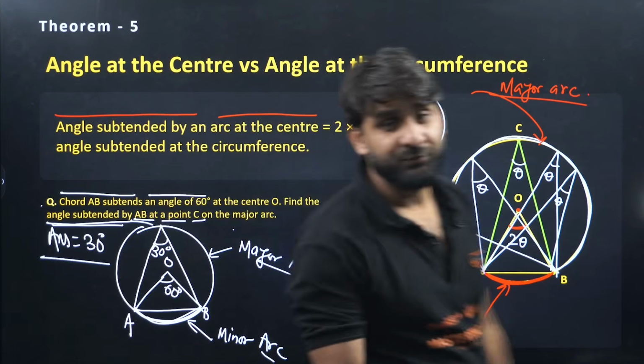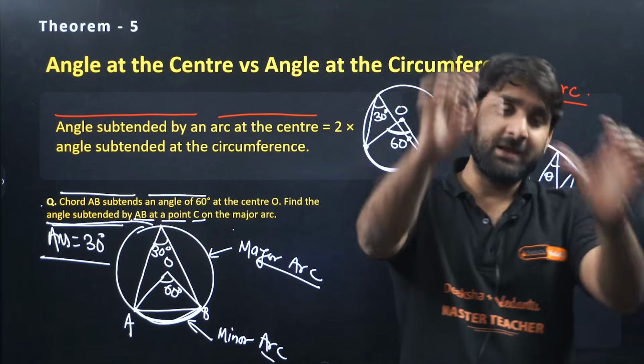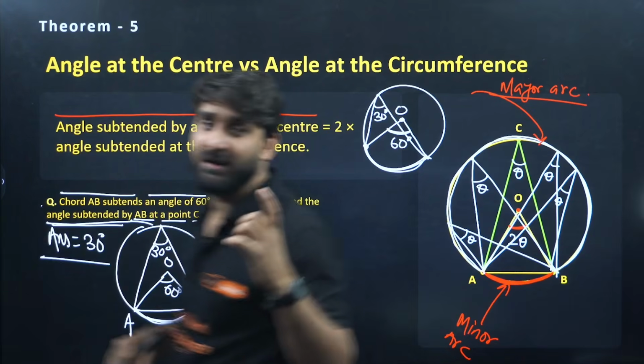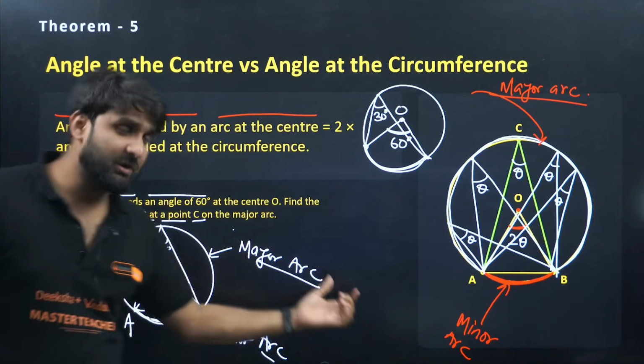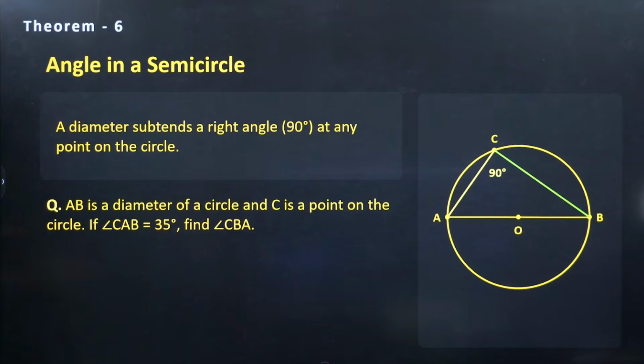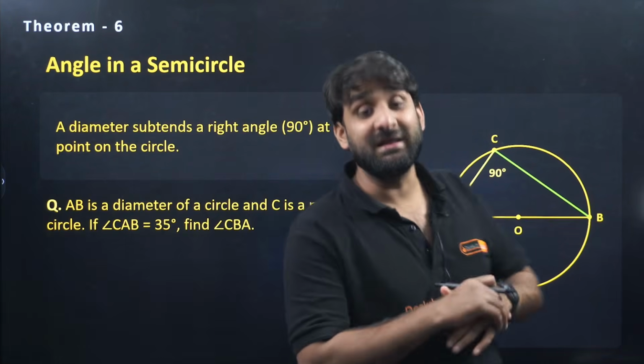Clear everyone? So this is the theory. The angle in the major arc is half of the angle of the minor arc, and minor arc means smaller arc, major arc means the bigger arc. Moving ahead. Okay, theorem number 6, angle in semicircle.